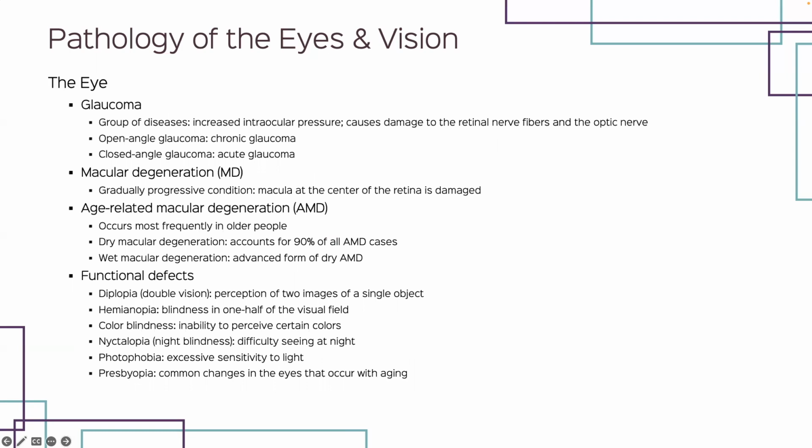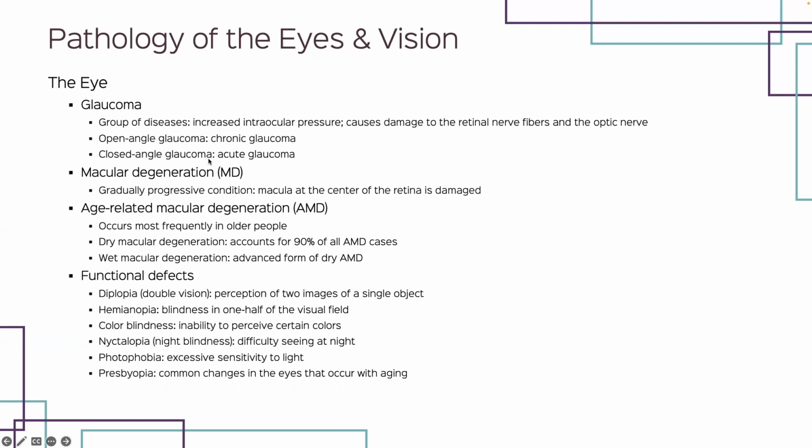So there's just that intraocular pressure that is elevated, and it's going to cause damage to those fibers in the optic nerve. So if it is open angle, it's going to be a chronic glaucoma. If it is closed angle, it'll be acute. Macular degeneration. It's going to be that the macula at the center of the retina is damaged. So it can either be age-related or non-age related.